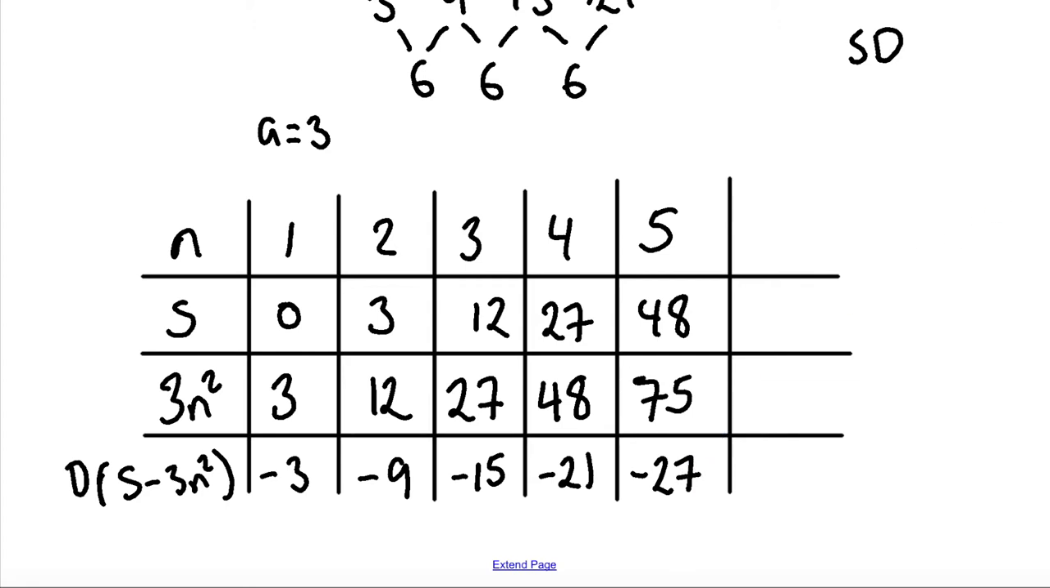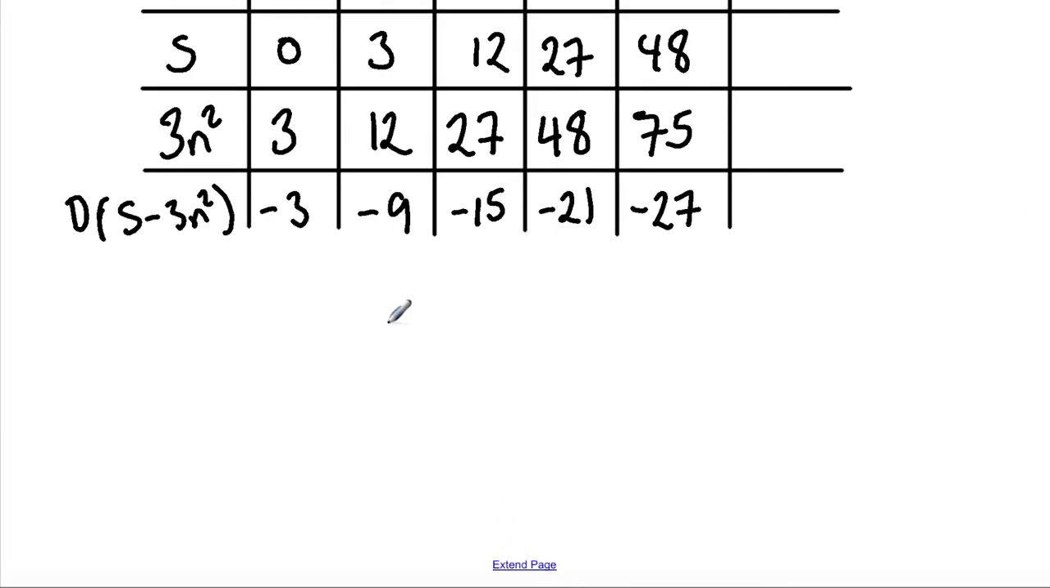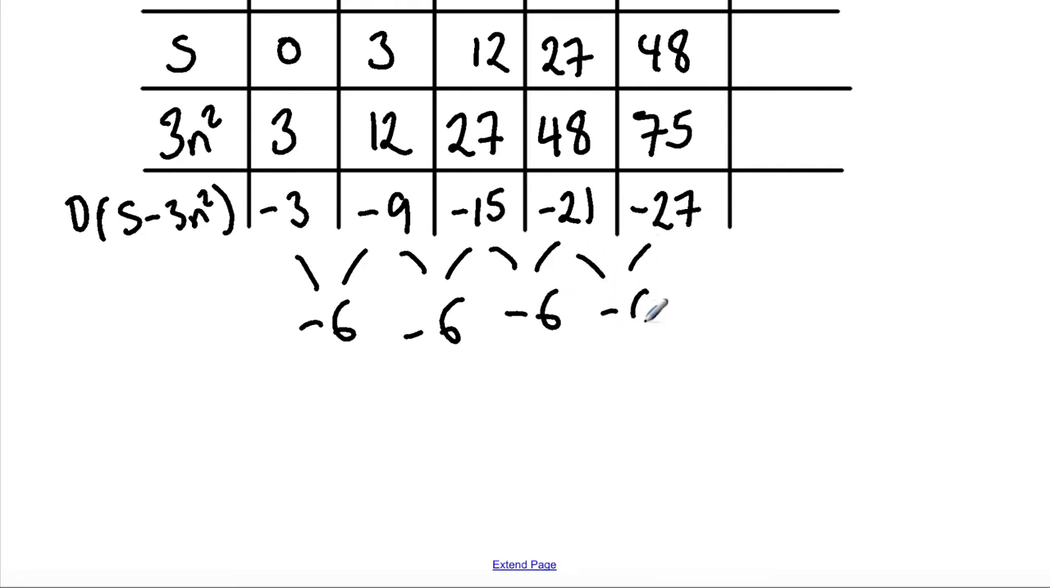The difference row is now a linear sequence. So the value of b is the difference between minus 9 and minus 3. The difference between minus 9 and minus 3 is minus 6. Minus 15 and minus 9 is minus 6. The difference between minus 21 and minus 15 is minus 6. The difference between minus 27 and minus 21 is minus 6. Therefore, the value of b is minus 6.